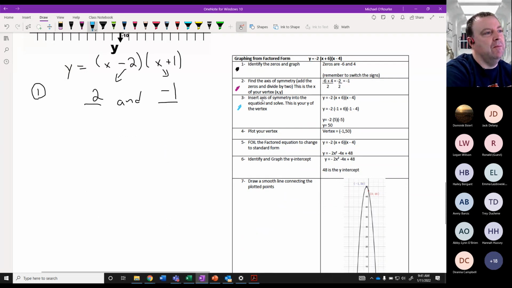So now, let's do the next step. Let's do it here. Find the axis of symmetry. Add the zeros and divide by 2. This is the x component of our vertex, so this is my vertex. I want you to find the x component here, so add your zeros and divide by 2.